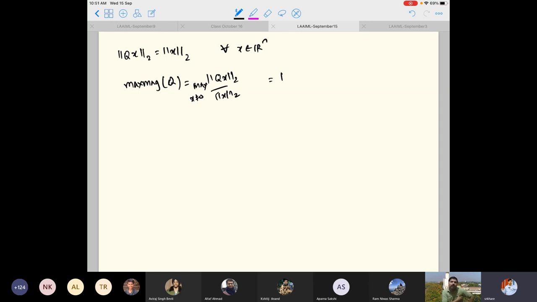So for orthogonal matrices, the condition number is always 1. 2-norm. We are always talking of the spectral norm. I am not talking of any other norm here. So we are sticking to the spectral norm. Is that fine, Ramnivas? Do you recall this? Yes.